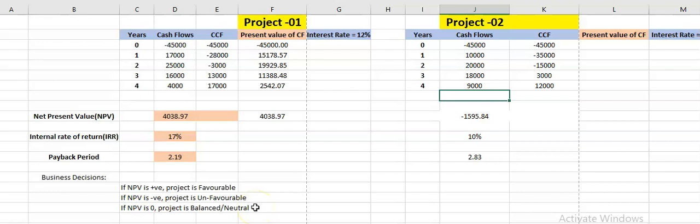So this is the calculation of NPV, IRR and payback period in Excel, and the decision making.